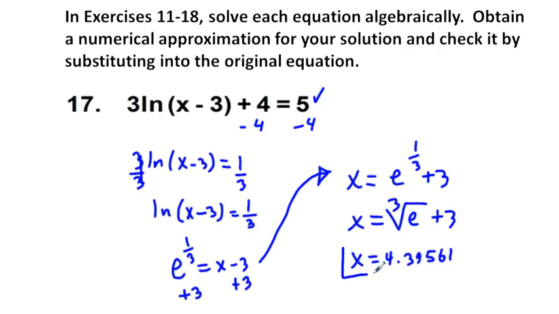So x is going to be very close to 4.39561. So that's all the odd number problems worked out in this set.